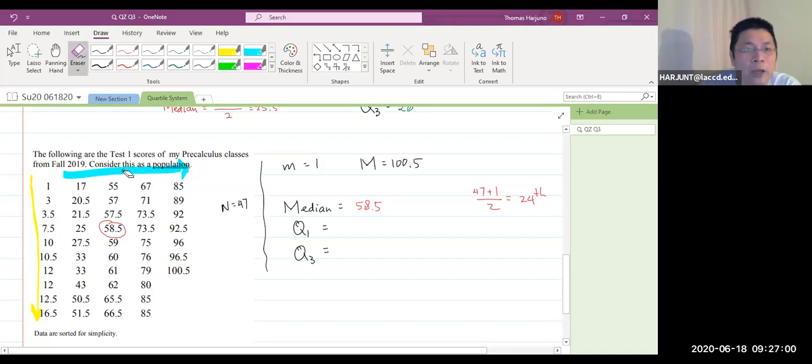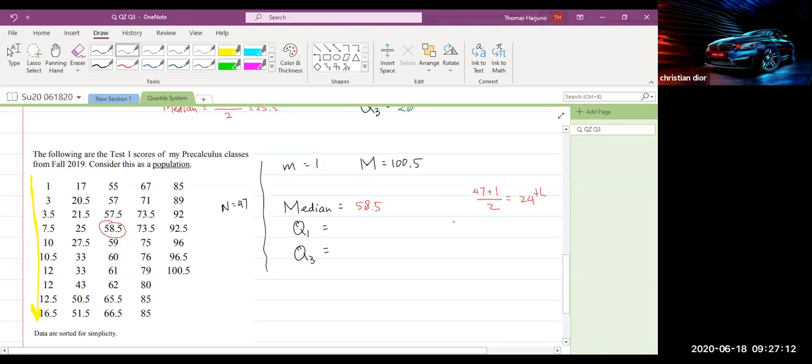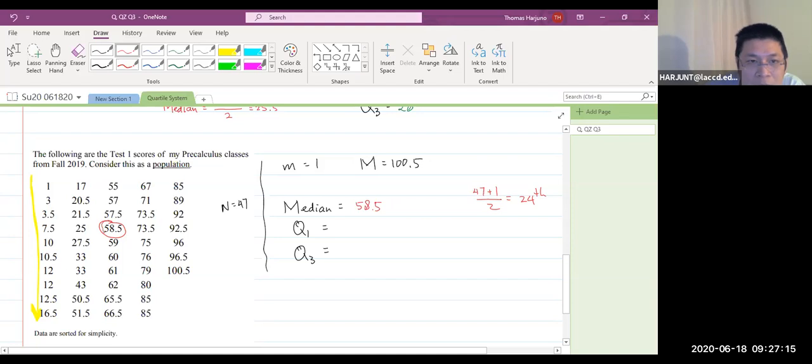Okay, now then, how many data in the lower half? 23. So you see the median is exactly this number, 58.5, right? It's exactly that one. So the lower half should be counted from 57.5 down. There are 23 data there. So let me use blue color. 23 data plus 1 divided by 2, that's 12. So data number 12 is the first quartile.